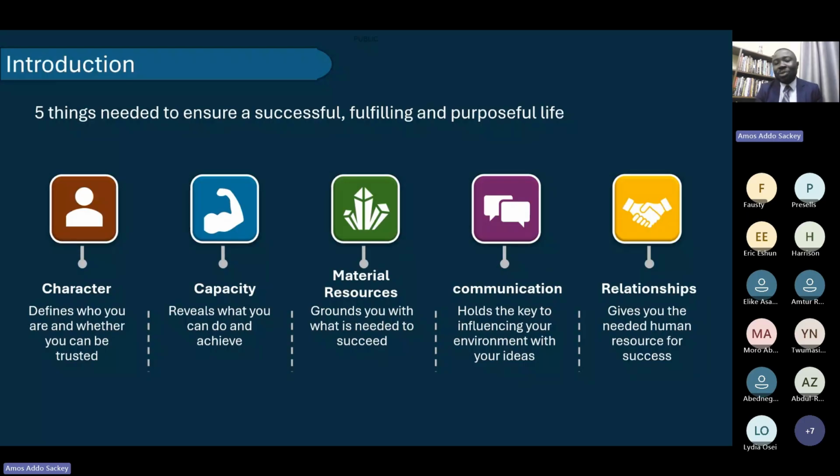And then the last one is relationships. No one is an island. You cannot succeed alone. I have taught before, and I remember one of my sessions, I asked my students, how many of you can live comfortably in this world if you are the only human being? And quite a number of hands went up. And so I just asked them, what would you do?